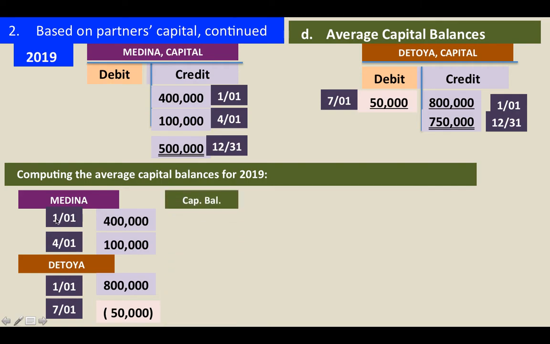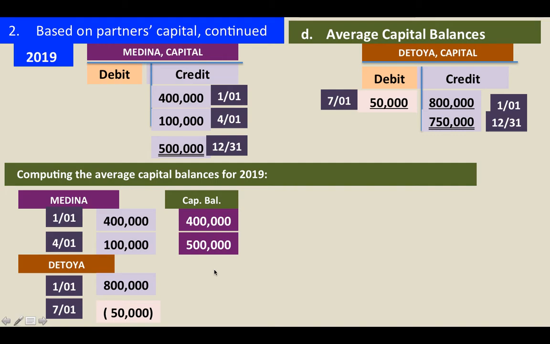Okay, so from January 1st, there is 400,000, but this 400,000 is only up to March 31st because on April 1st, there is an additional 100,000. So this 400,000 is only from January 1st to March 31st. And April 1st, the capital balance is now 500,000, because 400,000 plus additional investment of 100,000. So starting April 1st, the capital balance is now at 500,000.